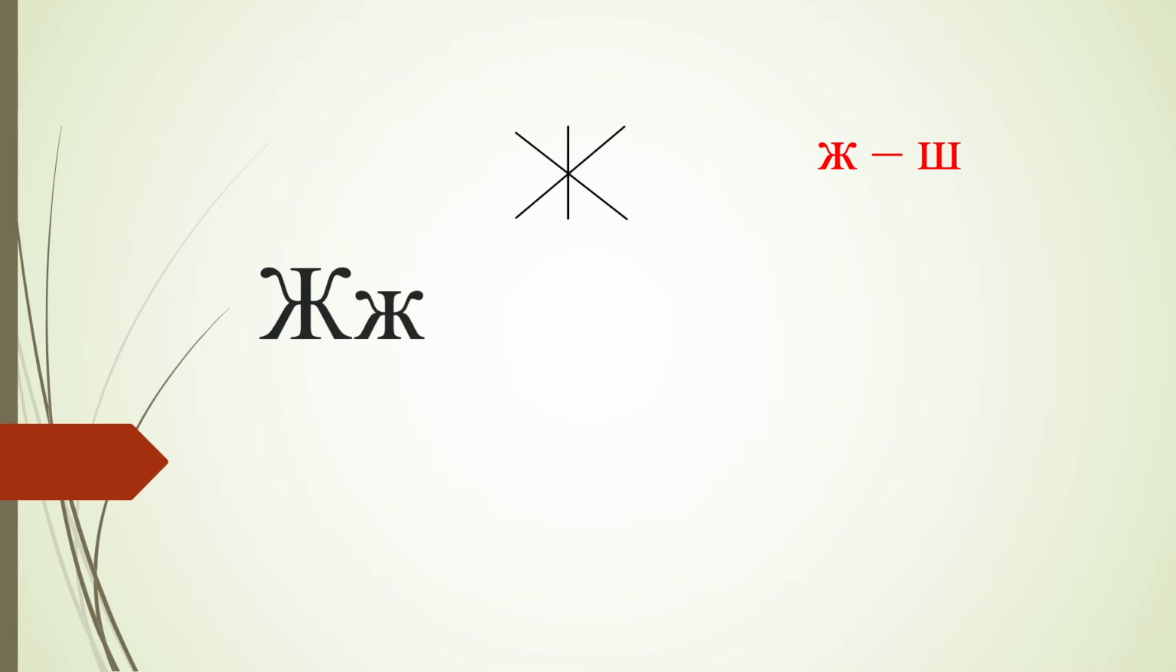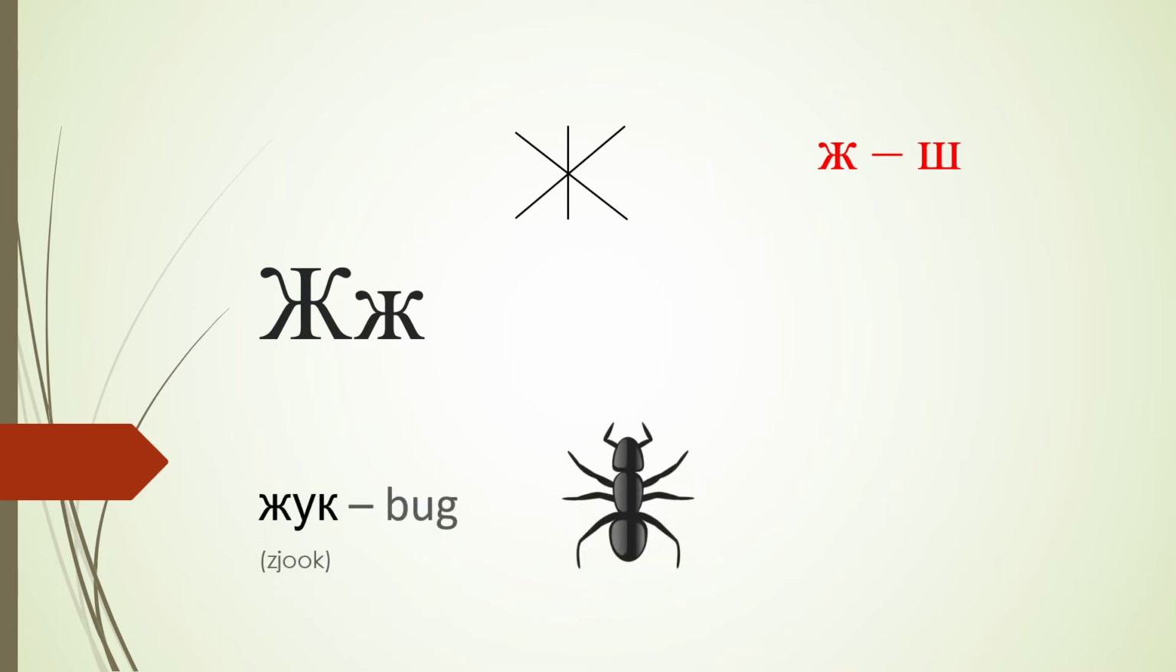So this is zh. And an example word is zhuk, bug. And I chose this because it looks a little bit like the letter itself. So that should help you remember it. Zh, an example, zhuk. Zhuk.